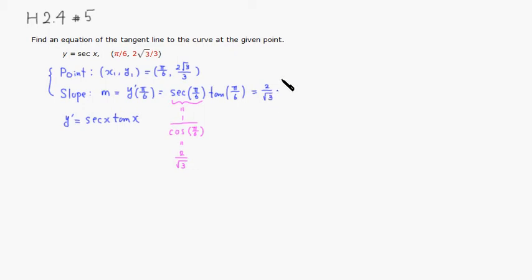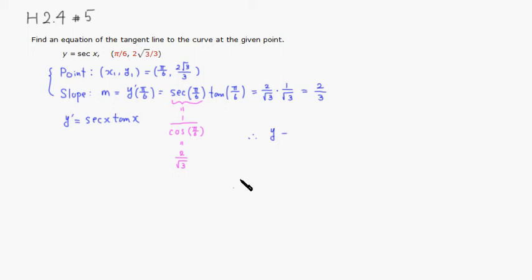Multiply by tangent. Tangent of pi over 6 is 1 over square root of 3. So tangent is 1 over square root of 3. If you multiply it out, 2 times 1 is 2, and square root of 3 times square root of 3 is just 3.